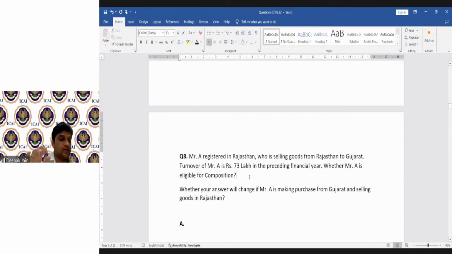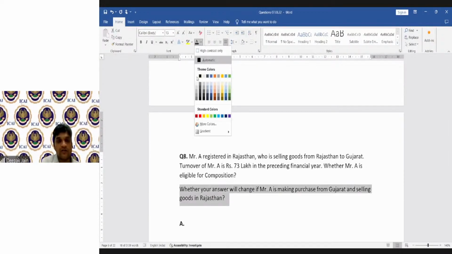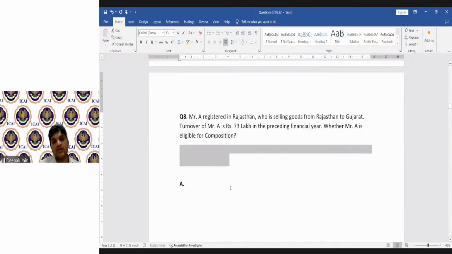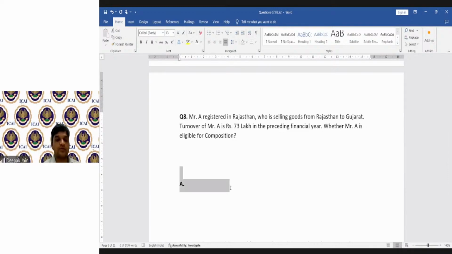Mr. A is registered in Rajasthan, who is selling goods from Rajasthan to Gujarat. Turnover of the financial year, whether Mr. A is eligible for composition. We hide this question, otherwise you will get confused. Let's not confuse you further. Mr. A is registered in Rajasthan and he's selling goods from Gujarat to Rajasthan to Gujarat, and his turnover is 73 lakhs. Whether he is eligible for composition.